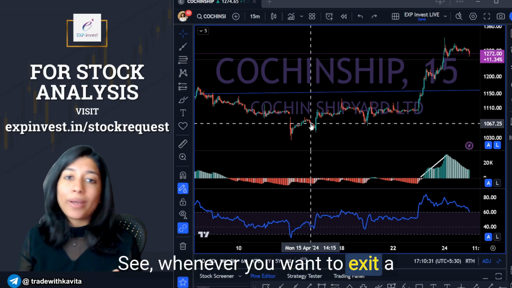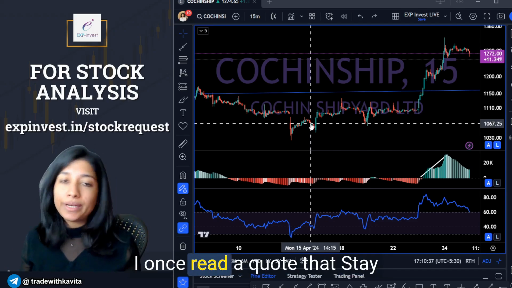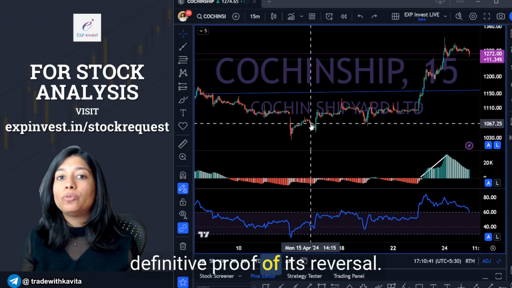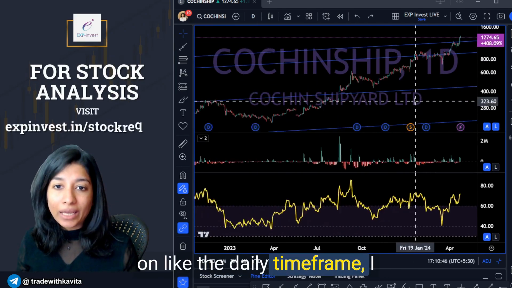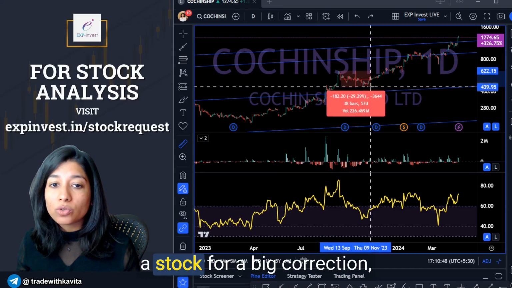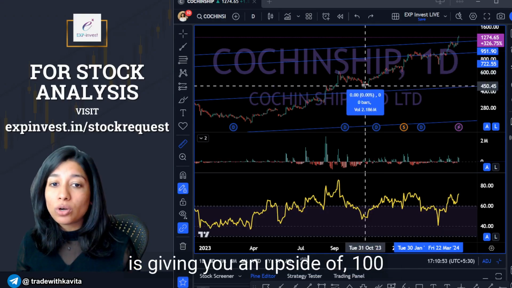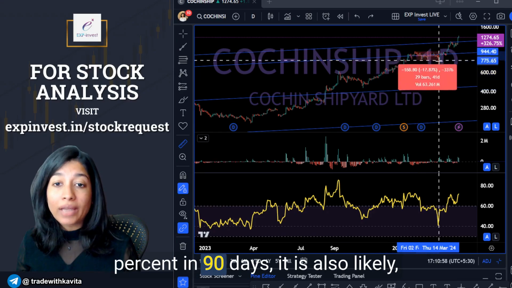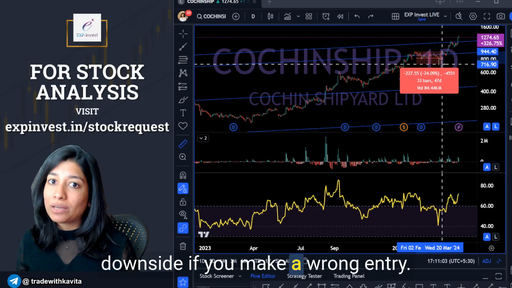Whenever you want to exit a stock, make sure that you have a compelling reason to do that. I once read a quote: stay with the trend until you get definitive proof of its reversal. Now, because I am not trading on the daily time frame, I am not interested in holding a stock for a big correction, like a 30% downside. Because remember, when a stock is giving you an upside of 100% in 90 days, it is also just as likely to give you a sharp downside if you make a wrong entry.